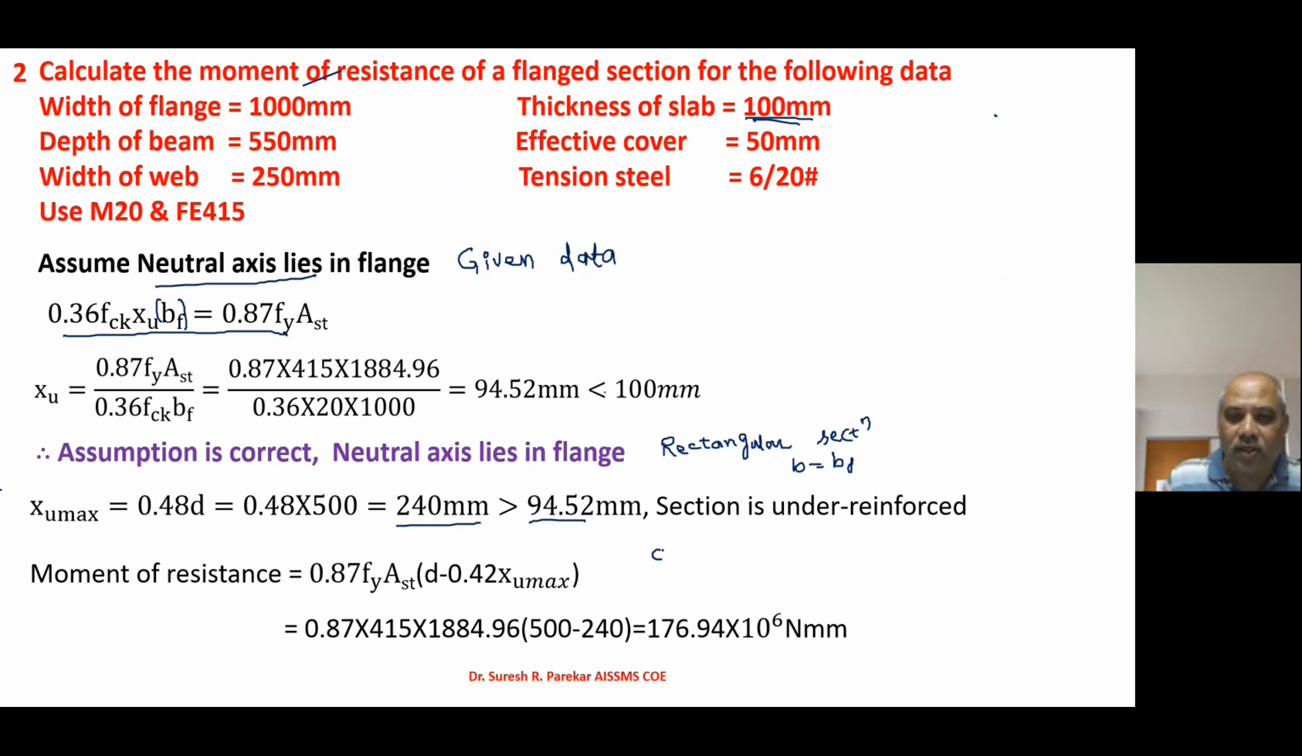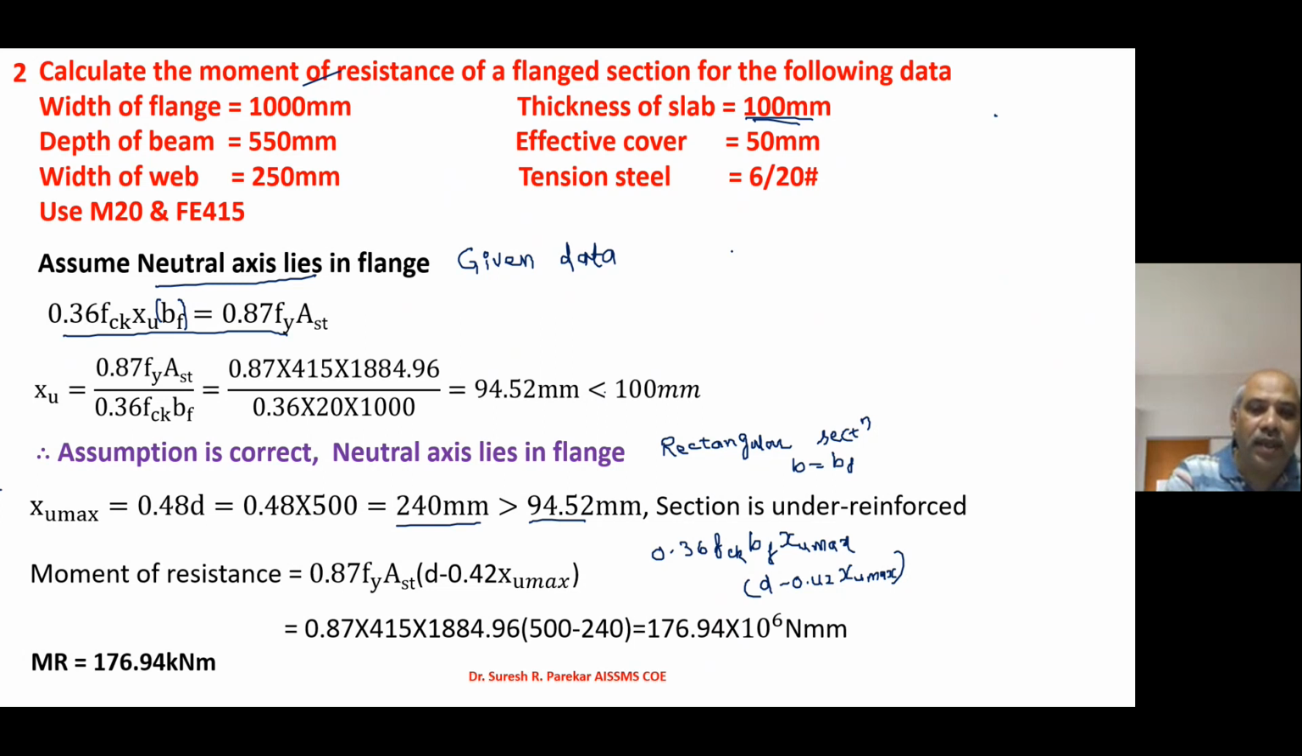You can go with 0.36 fck Bf into Xu max in bracket, then D minus 0.42 Xu max. From this also you will get the same answer. So we have this as the moment of resistance. This is the first type of problem.